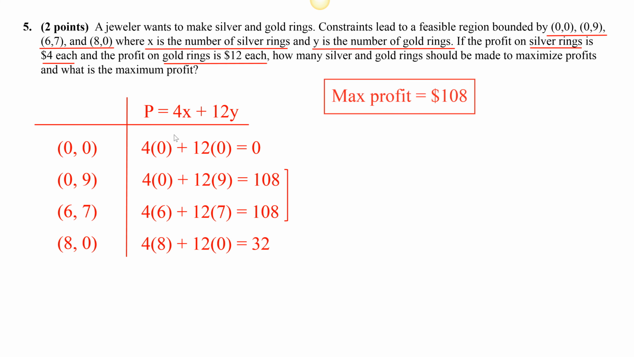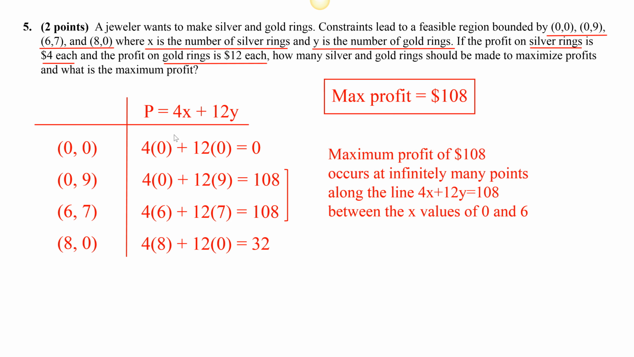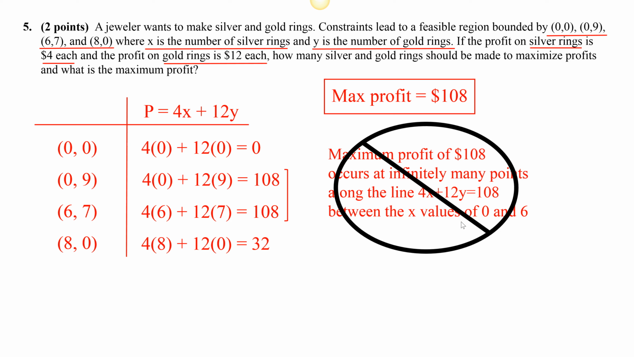Our maximum profit is $108, but we see that it is occurring at these 2 points, 0, 9, and 6, 7. Normally we would say that a maximum profit of $108 occurs at infinitely many points along the line 4x plus 12y equals 108 between the x values of 0 and 6, right? At infinitely many points between these two corner points, if we labeled them B and C or something like that, infinitely many points between those 2 points along the line. But in this case, that is not correct, okay?